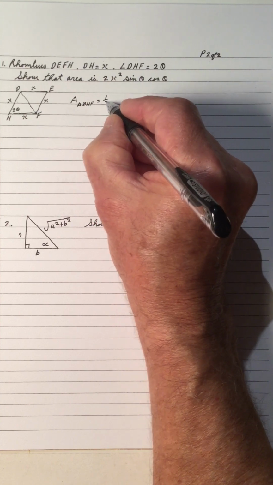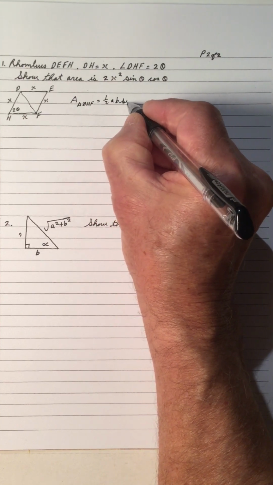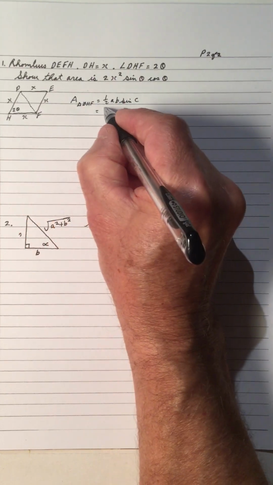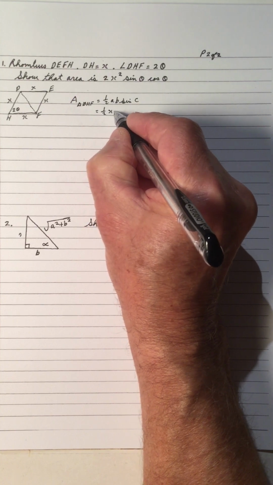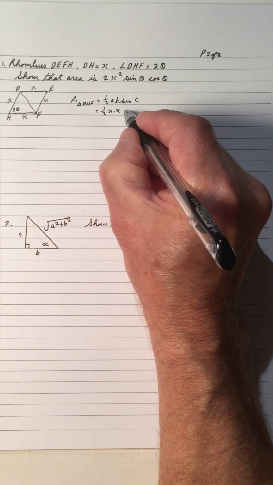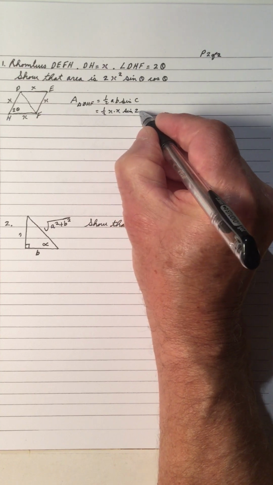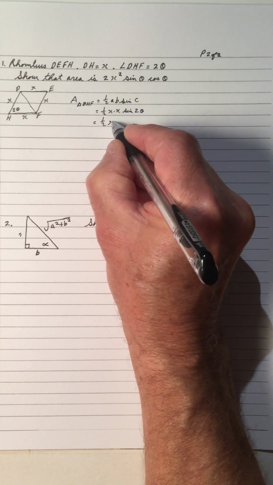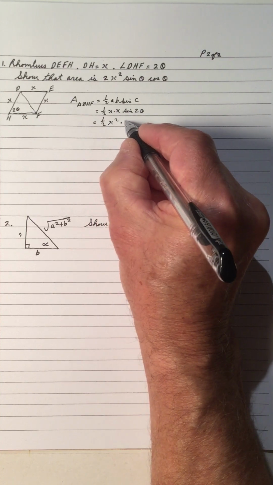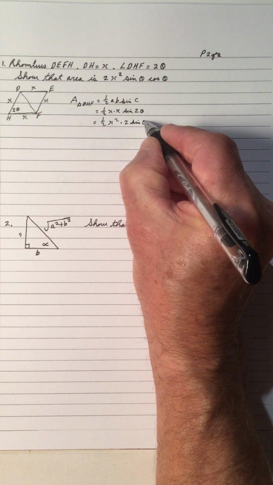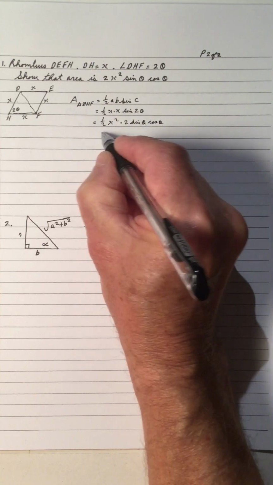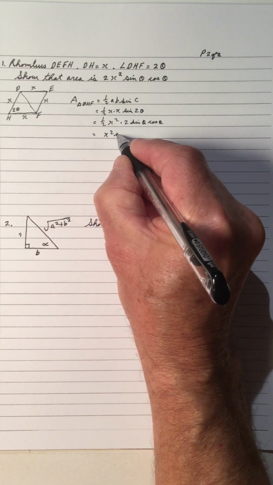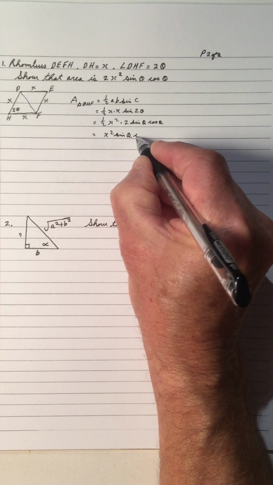The area of a triangle is half of ab sine C. So in this triangle, a is x, b is x, and the angle C is H, so that's the sine of 2 theta. So we have a half, x times x is x squared, and the sine of 2 theta is 2 sine theta cos theta. A half times 2 is 1, so we got x squared sine theta cos theta.